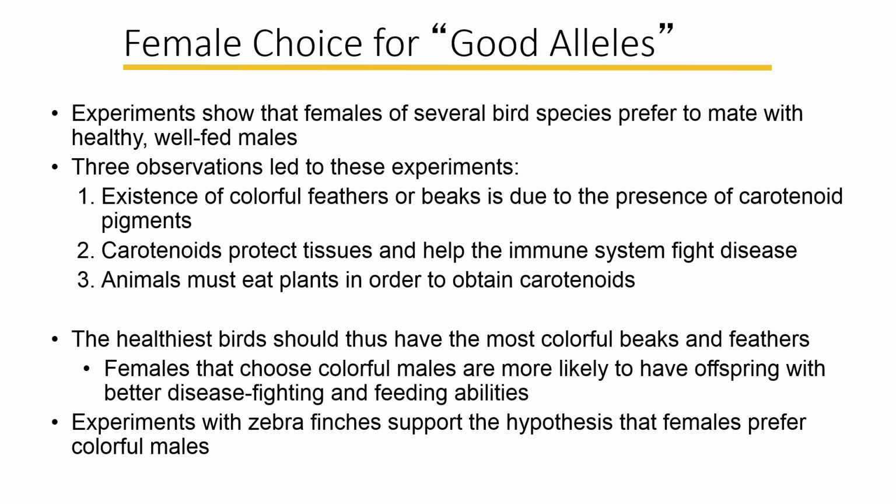Alright, so birds. Birds, for instance, will look at the males. The males typically have brighter colorations, brighter beak colorations, higher concentration of these pigments, these carotenoids in their tissues. So here the idea is that healthy birds must have the most colorful beaks and feathers. Females choose colorful mates, more likely to have offspring, because they're better at fighting disease and feeding abilities.